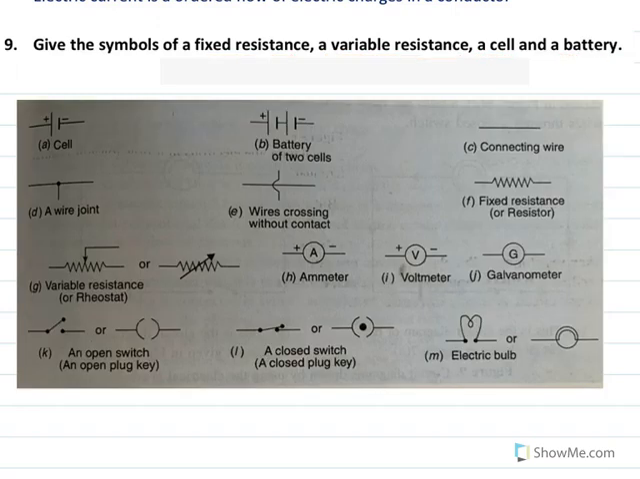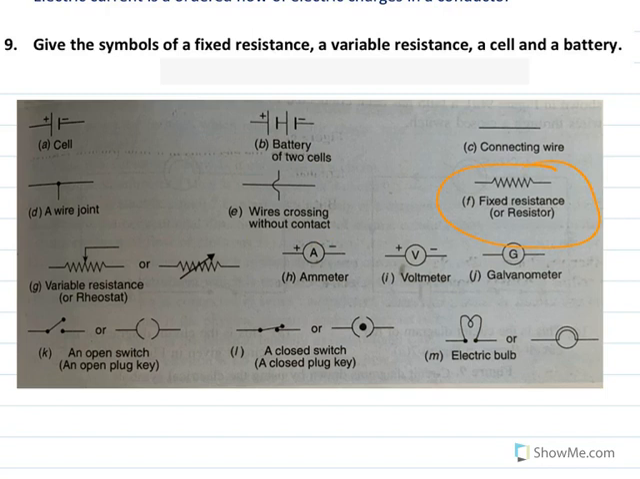So here are some symbols. This is of a cell. A collection of cells, 2 or more cells, is a battery. Then this is a connecting wire. This is a wire joint where 2 wires are joined. This is a symbol where there's a crossing of the wire. They are not joined, they just cross one another.